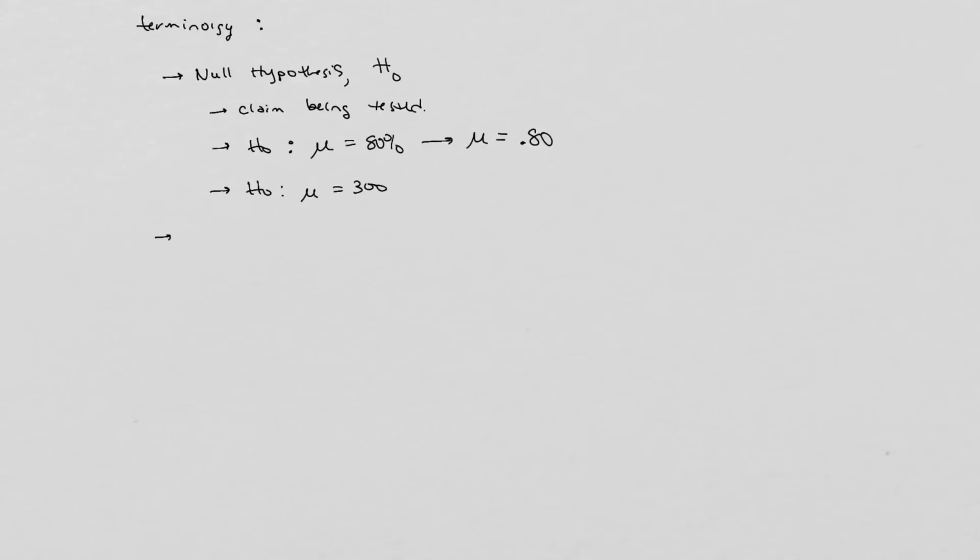The second thing we need to know is what's called the alternative hypothesis. We'll denote this with H with a little 1 underneath it, so it's pronounced H1. So what the alternative hypothesis H1 is, is the statement that we are trying to find evidence to support.